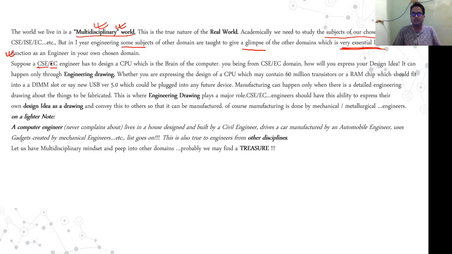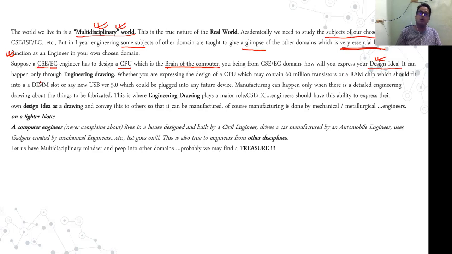I'm taking the example of CSE and ECE because students of these two branches used to ask me, sir, why do we need to study this engineering graphics? Anyhow, this is useful for mechanical or civil students. That's why I'm answering. Suppose a CSE or ECE engineer has to design a CPU, which is the brain of the computer. CPU is termed as the brain of the computer. Being in the CSE or ECE domain, how will you be able to express your design idea?